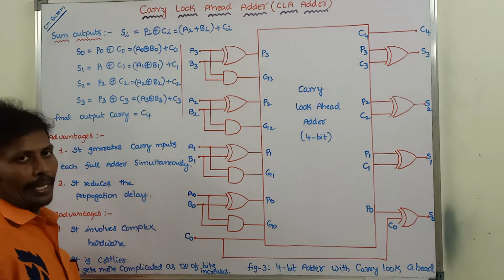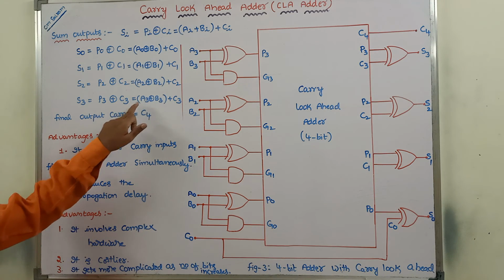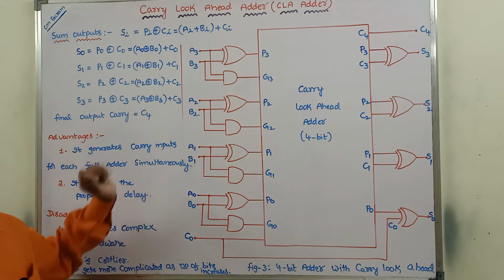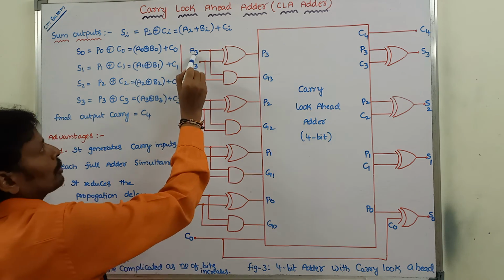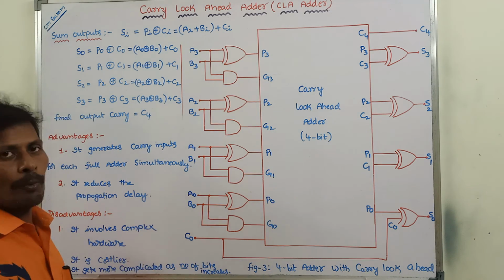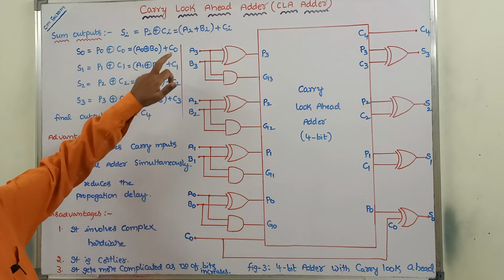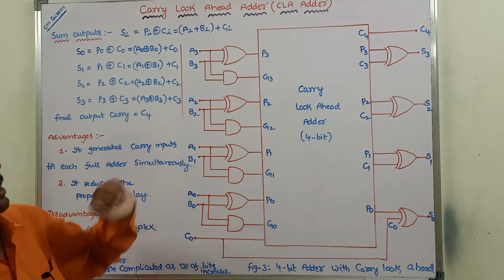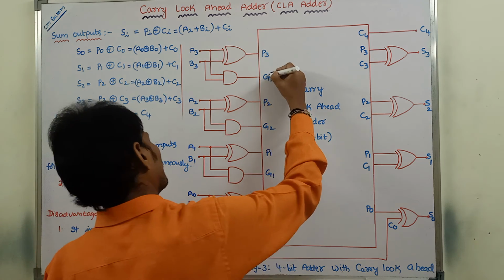So what is the P3 value here? P3 is nothing but A3 exclusive OR B3. Here A3 and B3 are two inputs applied to a two-input exclusive OR gate. Then we are getting A3 exclusive OR B3. It is equivalent to P3. Next, A3 and B3 are applied to a two-input AND gate. It becomes A3 into B3. It becomes G3. How to calculate C3?